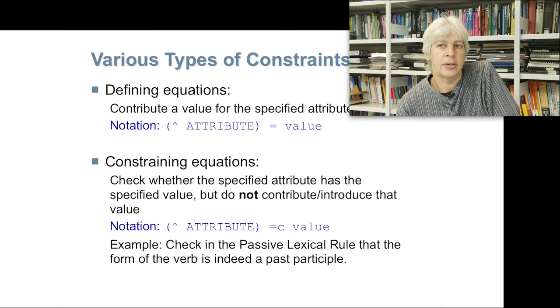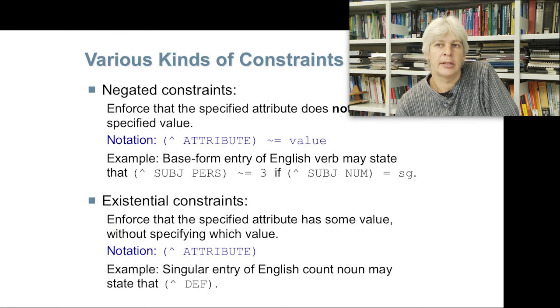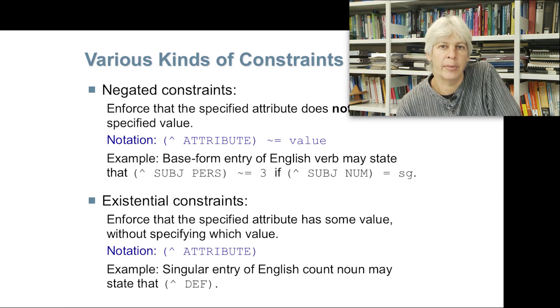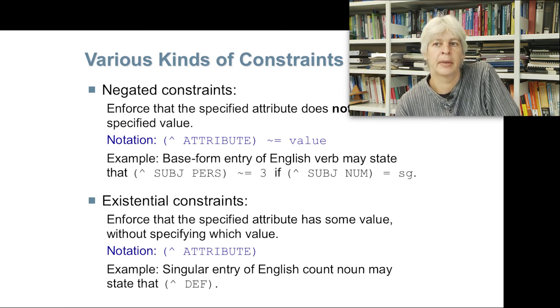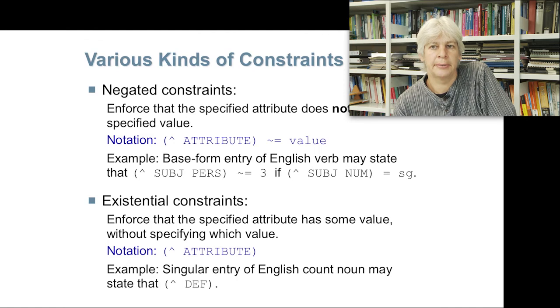Then there are negated constraints. Make sure that the specified attribute does not have the specified value, and you see the squiggle in front of the equal sign. And the example that we've seen is something like, if subject number is singular, make sure that the subject person is not third person. Make sure it's not 3. Okay? We've seen that in some of the lexical entries. You can go back to Grammar 2 and have a look. So the squiggle says not.